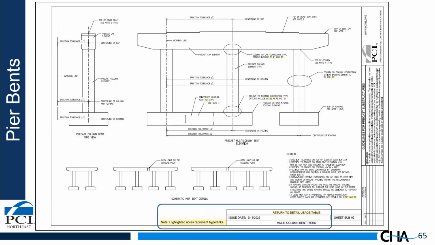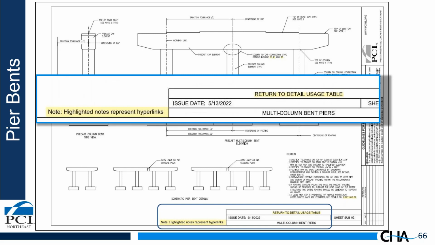Really importantly, at the bottom of each sheet in the title block, we have a couple of very important notes here. The first note is highlighted. Anything that's highlighted in the drawing that I showed you before is hyperlinked in the file. So if you see a particular connection that says you can use a P1 connection, you click on that P1 and it brings you to that detail sheet that includes the P1 connection. Also in each sheet, we have a return to the detail usage table. This is a hyperlink that will bring you back to that table I just showed.